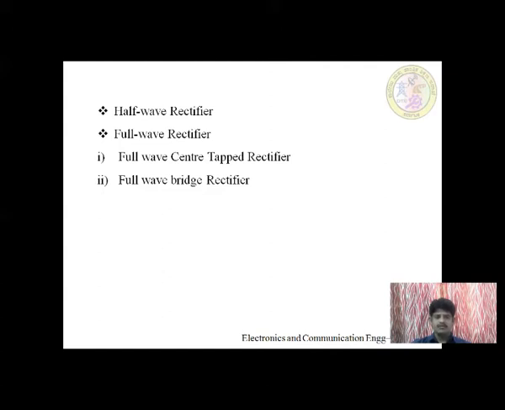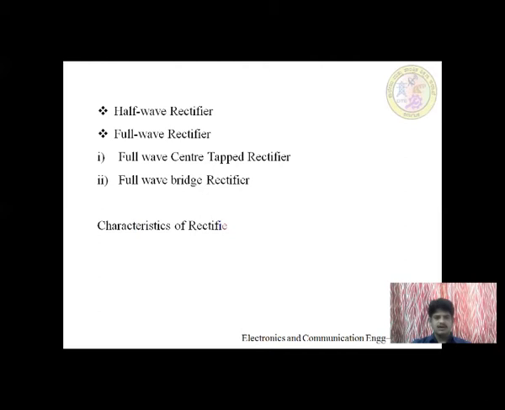Next one is the full wave bridge rectifier. In this, it uses four diodes, connected in such a way that two diodes will conduct for the positive half cycle of the input signal and the other two diodes will conduct for the negative half cycle of the input signal. So the output will be present for both the half cycles of the input signal.